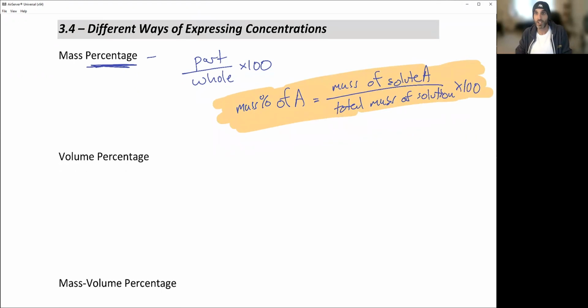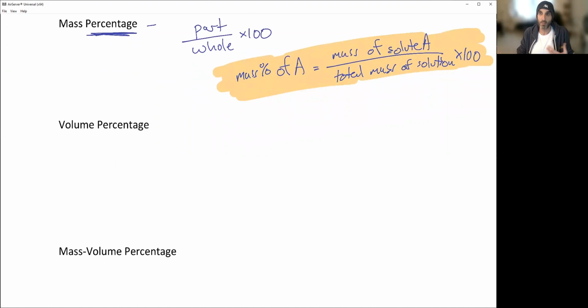Good. Volume percent. Mass percentage is by mass, and typically they would say weight, and you'll see this on the back of a bunch of packaging. You'll see either mass by mass percent, or weight by weight percent. If you ever see that, it's essentially just a mass percentage. Volume percentage, you will see volume percent, and the concept remains the same. Again, it's the part over the whole times 100.